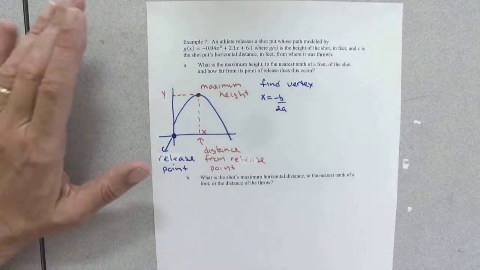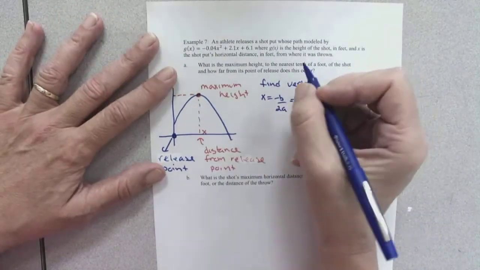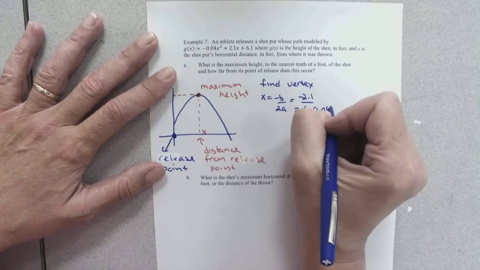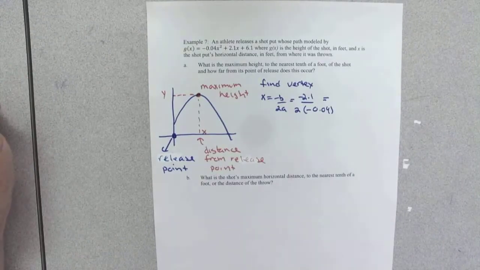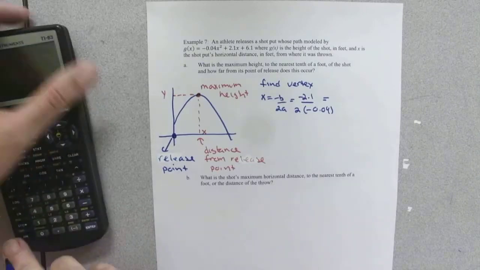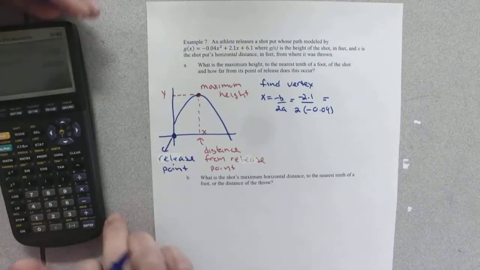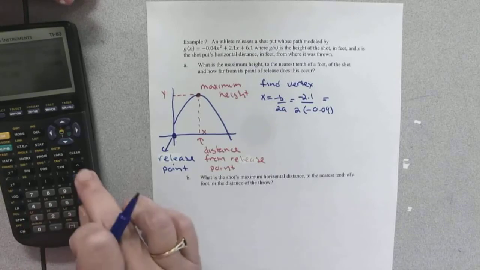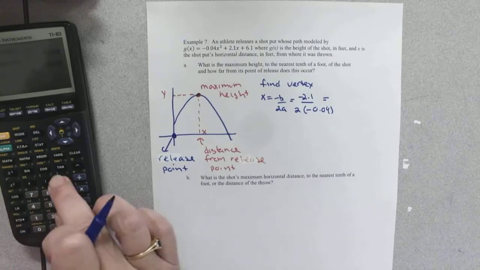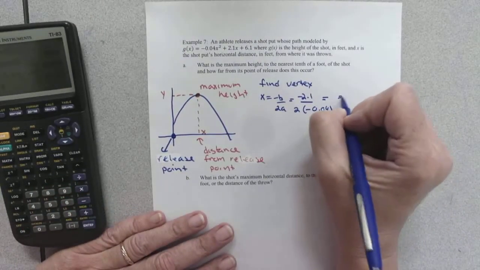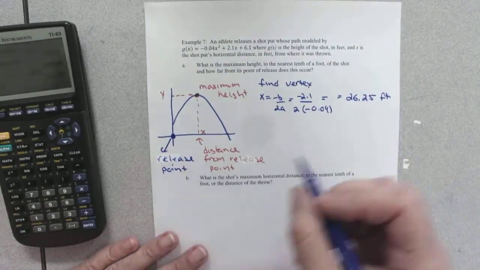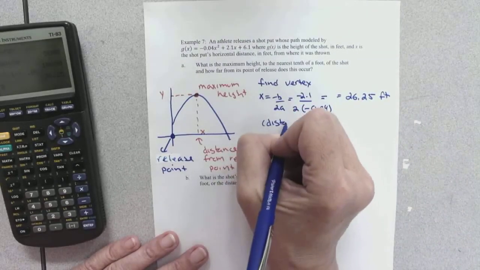And so one more time with that x equals negative b over 2a. And so negative 2.1 over 2 times negative 0.04 equals, and notice it says to the nearest tenth of a foot. And so it's actually telling us that we can use a calculator. So using a calculator to do that, negative 2.1 divided by negative 0.08 gives us 26.25 feet, and that's the distance from the release point.